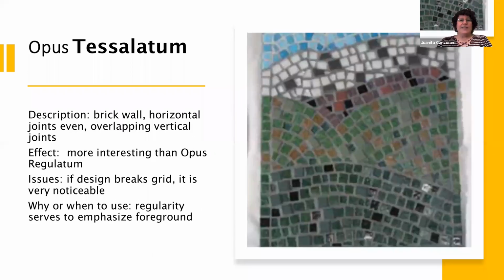Similar to regulatum is tessellatum, and it's like a brick wall, where your horizontal line is stable. It's a true line, but then your vertical is interspersed so that it does not have a real strong vertical feel. This is a little more interesting than Opus Regulatum, and I use it quite a bit.